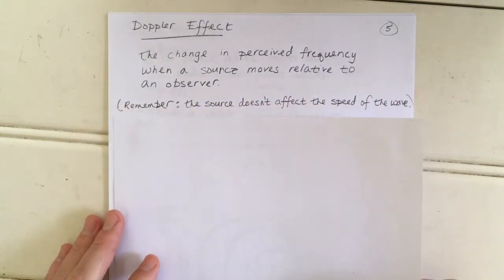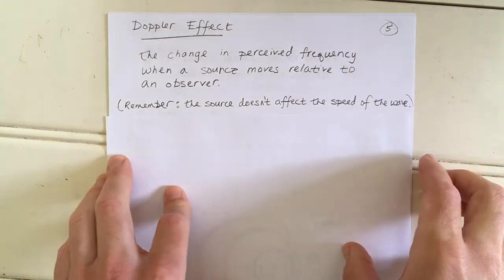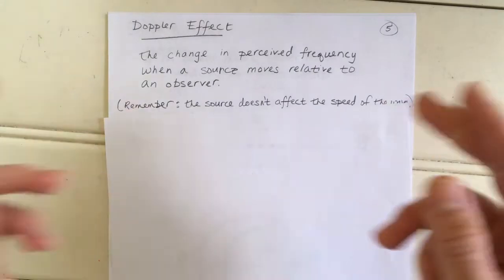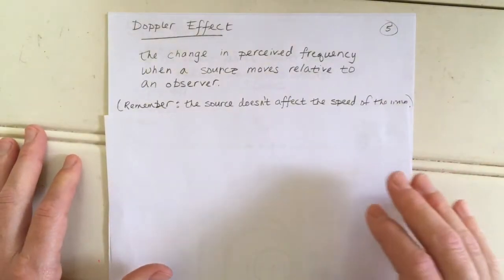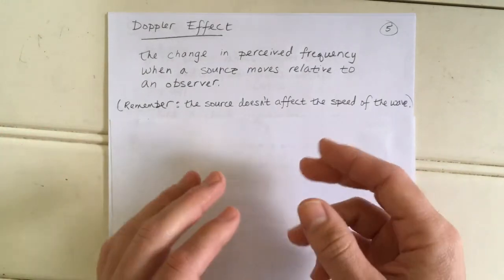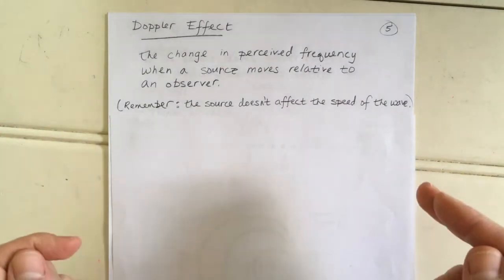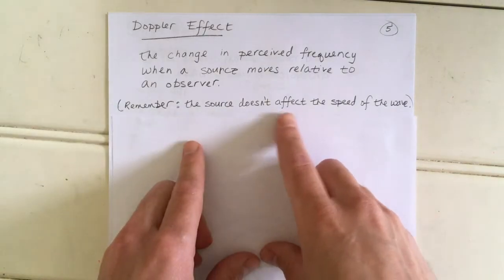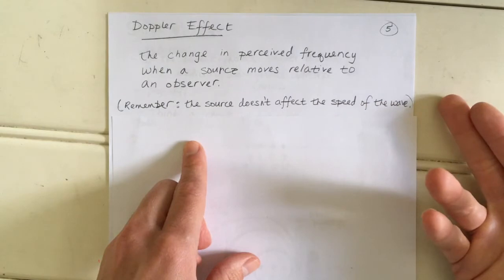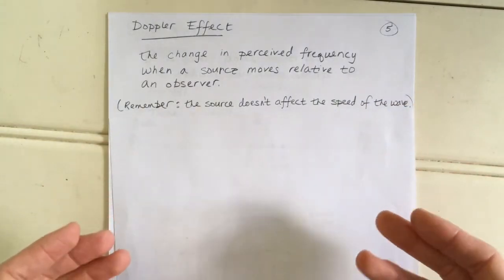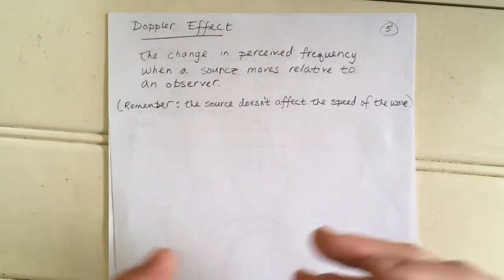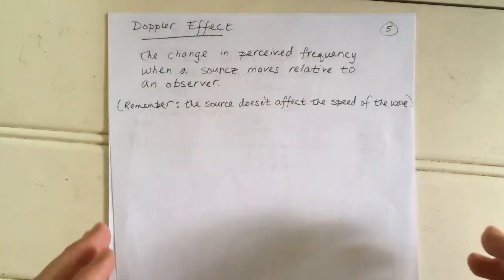And one thing to remember here is that the source doesn't affect the speed of the wave once it's been emitted. So once the siren or the whistle has left the source, it's no longer influenced by the source, right? The speed of the wave through the air depends on the medium. So how does this work then, if the sound is unaffected by the source after it has left the source?